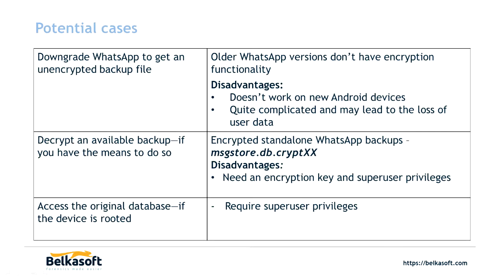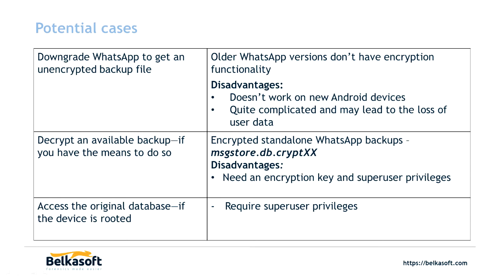There are three potential cases which can help you to get access to the WhatsApp data. To downgrade WhatsApp to get an unencrypted backup file, to decrypt an available backup, and to access the original database. Let's go through every potential case separately. So the first one, to downgrade WhatsApp to get an unencrypted backup file.